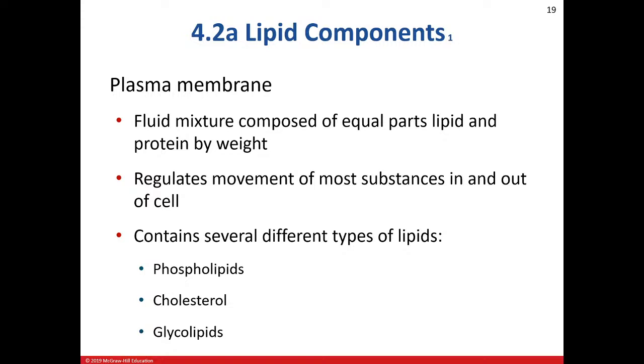All right, plasma membrane. So it has a sort of fluid mixture composed of equal parts lipid and protein. They're equal by weight, but by number, the majority of it is lipid. And it regulates the movement of substances into and out of the cell. It contains several different types of lipids. Mostly it's phospholipids. There's also cholesterol in the membrane, and then glycolipids also.